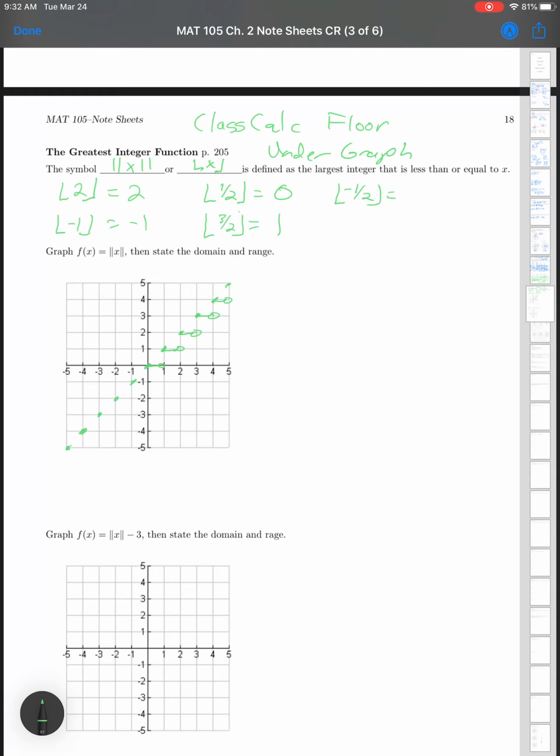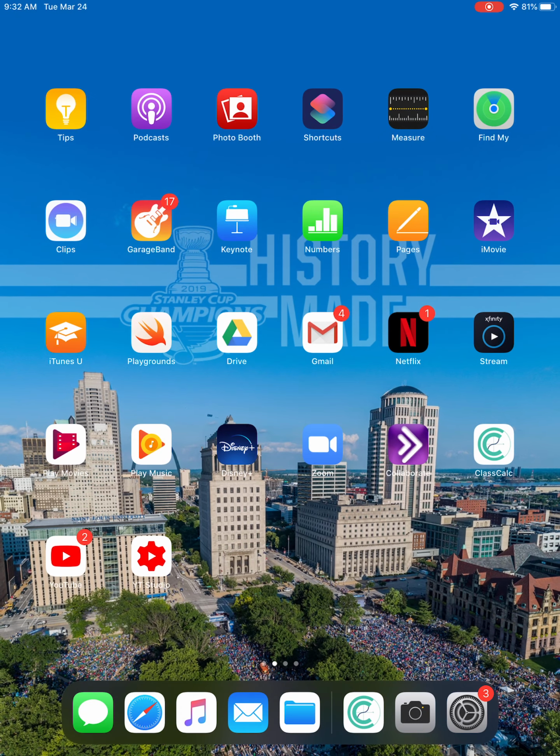So like this is negative 1/2, which would be negative 0.5. Well, the greatest integer less than or equal to that is negative 1. So we go to the left. So that's negative 1. So for any of the values between negative 1 and 0, you get negative 1. Between negative 2 and negative 1, you get negative 2. Between negative 3 and negative 2, you get negative 3. Negative 4 and negative 3, you get negative 4. And negative 5 and negative 4, you get negative 5.